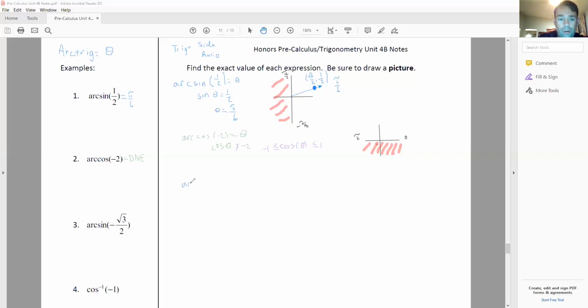So I'm going to start here. Arc sine of -√3/2. I'm going to flip it here. So I'm looking for sine of theta equals -√3/2. I'm going to go to my unit circle now and only deal with quadrants 1 and 4. So I'm going to actually cancel out 2 and 3. I don't want to accidentally go there. Can't go there.